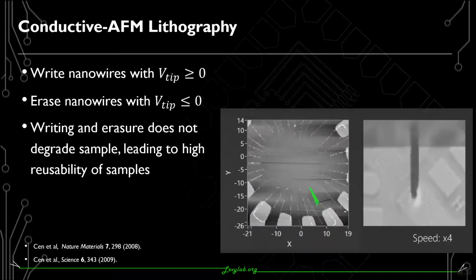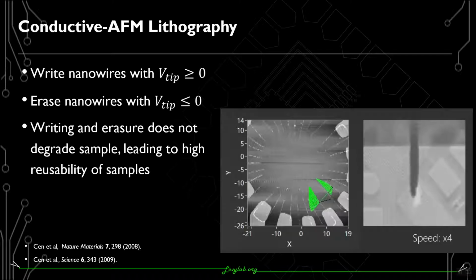We do this through a technique known as conductive atomic force lithography, or c-AFM lithography. By applying a positive voltage to an AFM tip and dragging the positively biased AFM tip over the surface of the sample, we're able to transition the interface from its base insulating state to a conducting state.